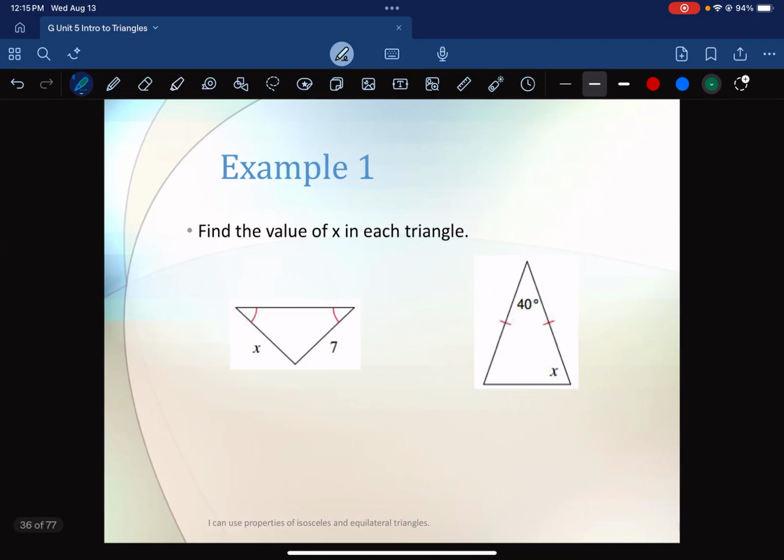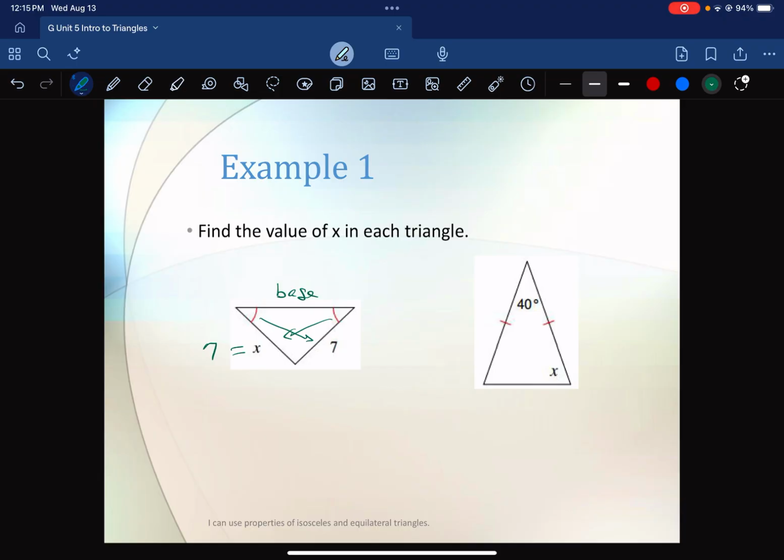So find the value of x in each triangle. I think the important thing about isosceles and equilateral is identifying them when you see a drawing. So in this drawing, these red marks in the corners tell me that those angles are congruent. So this is the base now, up in the air, and these are my legs, and opposite my base angles, you're going to find those two sides, so this side must be 7 as well.